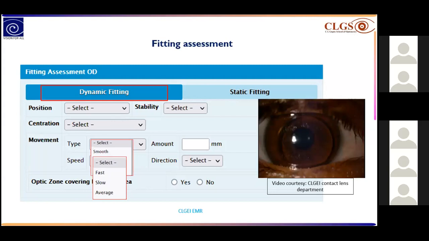If you see that the movement is good, then you give an average score. Average is the ideal fit, and for RGP contact lenses the ideal movement should be 1 to 2 mm. In the direction, you have to see whether the lens has vertical or oblique movement. Vertical movement should be there; oblique movement will not be considered an ideal fit. The last point is to assess whether the optic zone of the contact lens is covering the pupillary area or not, because the optic zone contains the whole power of the contact lens. So it's very important to assess this optic zone area also.